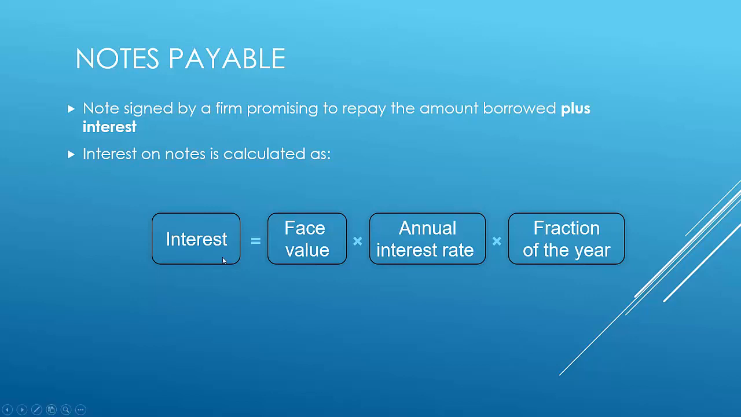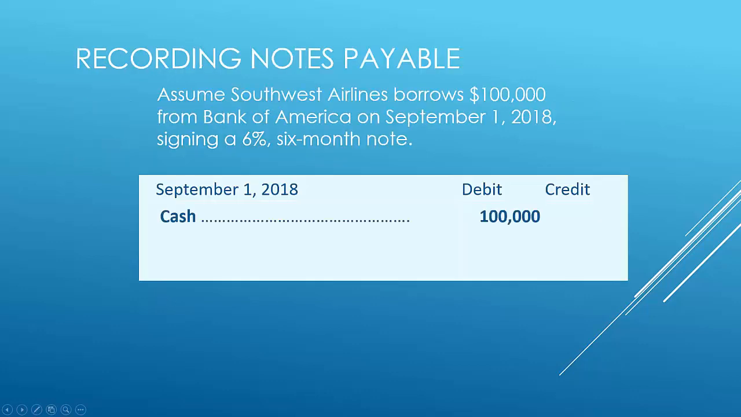So how does that interest get calculated? For simple interest on a note payable, you take the face amount, how much was borrowed, times the annual interest rate, times the fraction of the year that the note was taken out. If it was taken out mid-year and you still have to close your books, you're going to figure out what the fraction of the year is for that interest. Okay, and we're going to go through a couple of examples. I think that's probably the best way to handle this.